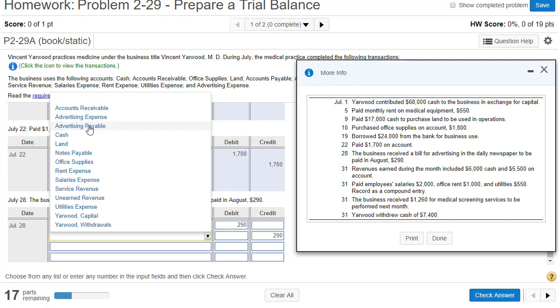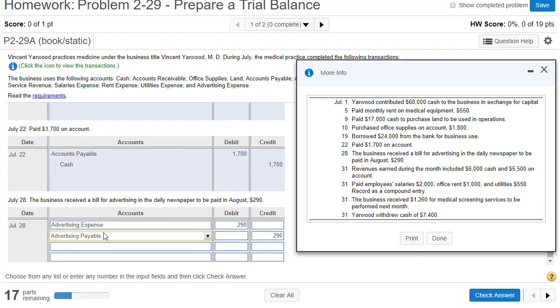Advertising payable, in this case, is more specific than accounts payable. So the reason this company chose to use an advertising payable instead of an accounts payable is because they separately wanted to, apparently, be able to know how much they owe on their advertising account.